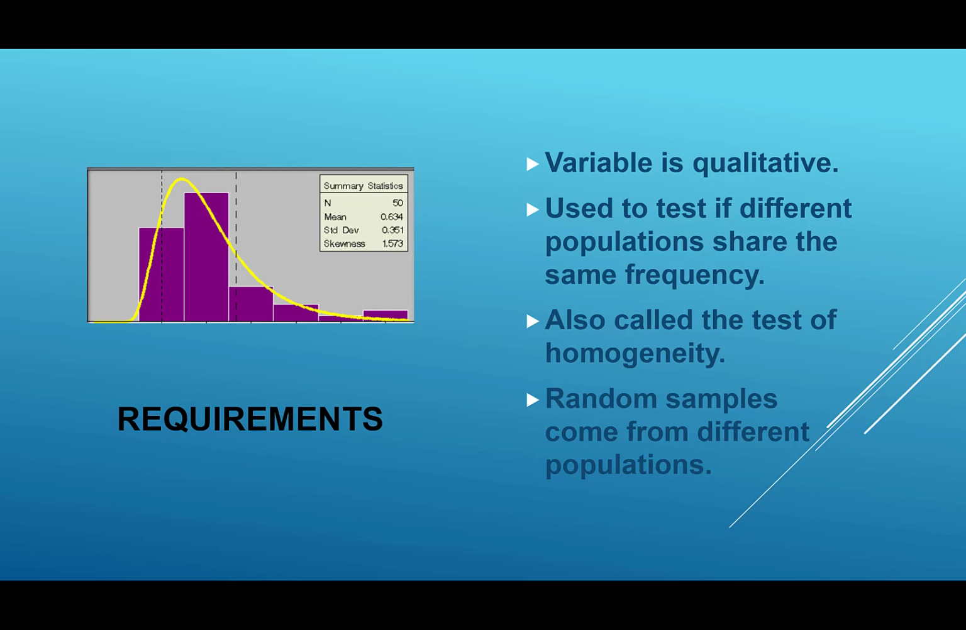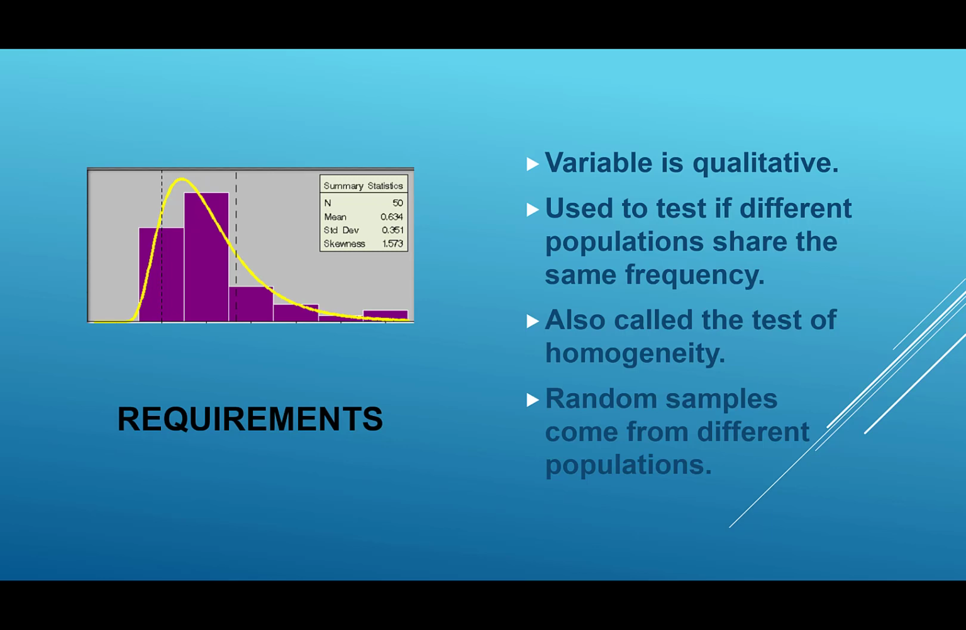Let's start by looking at the requirements for this hypothesis test. First of all, our variable must be qualitative, which means that it is the name of a category. Second, we will be testing to determine whether different populations share the same frequency. This test in many textbooks is called the test of homogeneity, and basically we are testing to see if these different populations are homogeneous or the same.